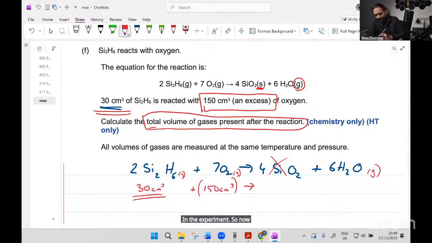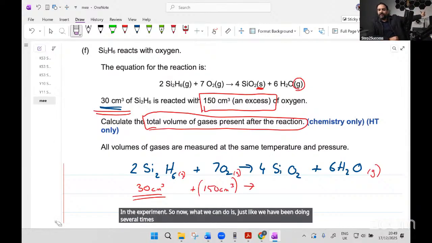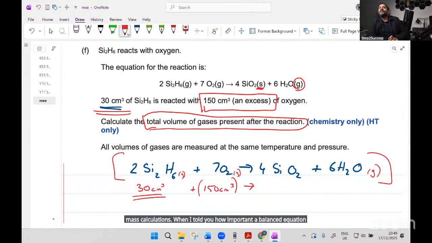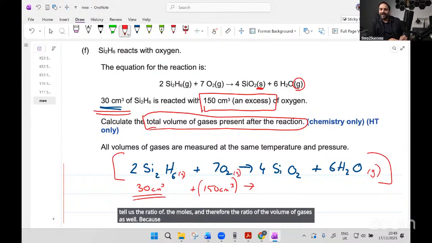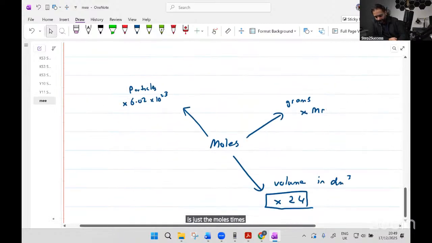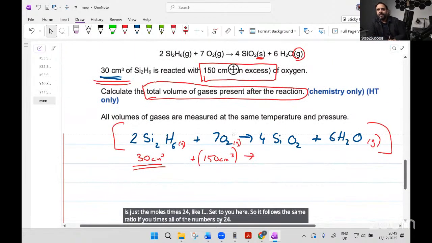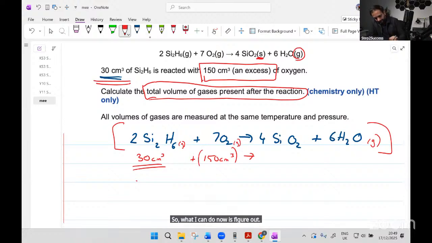So now what we can do, just like we have been doing several times in terms of all of the mass calculations, when I told you how important a balanced equation is, it is also really important now because the big numbers, the 2, the 7, the 4, and the 6, tell us the ratio of the moles and therefore the ratio of the volume of gases as well. Because remember, volume of gases is just the moles times 24, like I said to you here. So it follows the same ratio if you times all of the numbers by 24. So what I can do now is figure out exactly what volume of things will actually take part in this reaction.